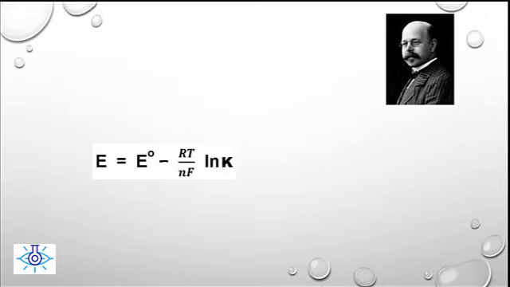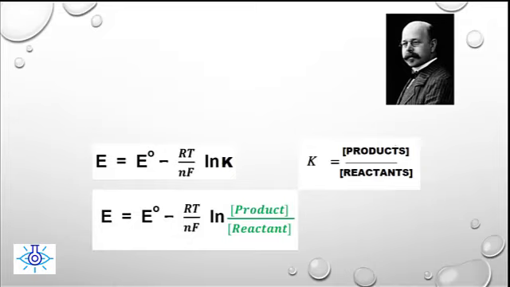So, Nernst derived an equation which relates the EMF of an electrode or cell with the equilibrium constant. If they are asking you to define the Nernst equation, we can say that it is a simple relation between EMF and equilibrium constant. Equilibrium constant is the ratio of the concentration of the products to the concentration of the reactants. So accordingly, the equation can be written as E = E0 - (RT/nF) ln [products]/[reactants].